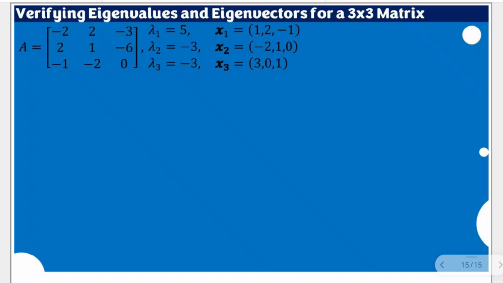To verify the given pairs, each pair of a lambda value and a vector x, we are going to show that these pairs are eigenvalues and eigenvectors of matrix A. To do that, we need to show that multiplying our matrix with a certain vector, depending on which pair we're referring to, can be represented by the product of the corresponding lambda value times the same vector. If we can do that, then we have shown that the pair of lambda values and vectors are eigenvalues and eigenvectors of matrix A.